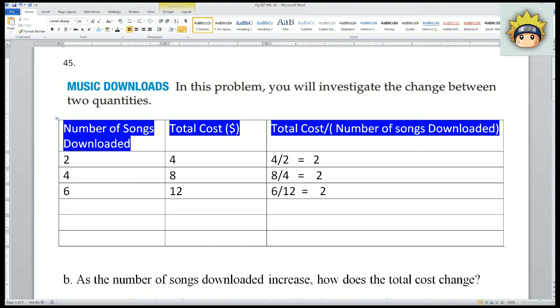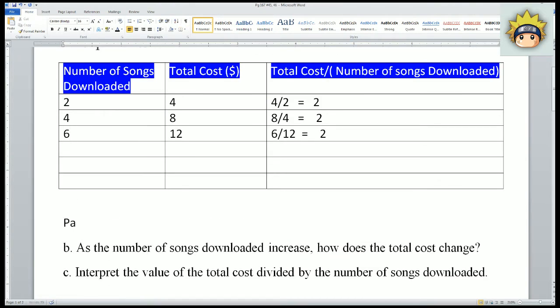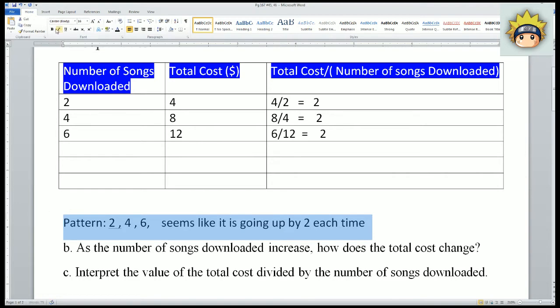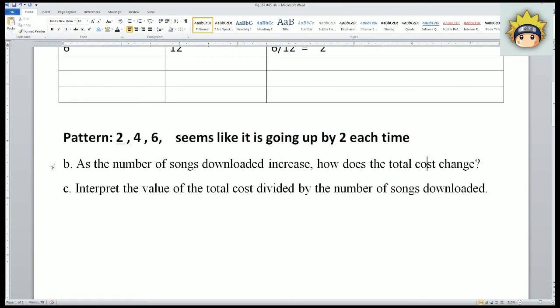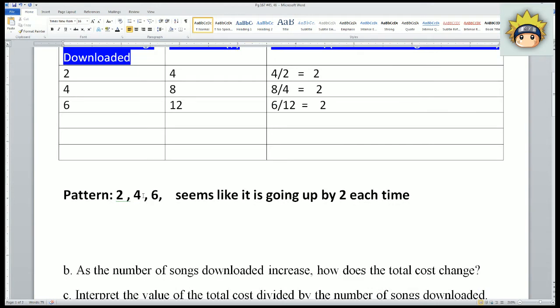Right? There seems to be a pattern. 2, 4, 6. Let me just write it. Here's the pattern. Think about it. 2, 4, then 6. It seems like it is going up by 2 each time. Okay, you should notice that. That is the pattern that is happening. So if it's going up by 2 each time, this should become 8, then 8 becomes 10, then this becomes 12.